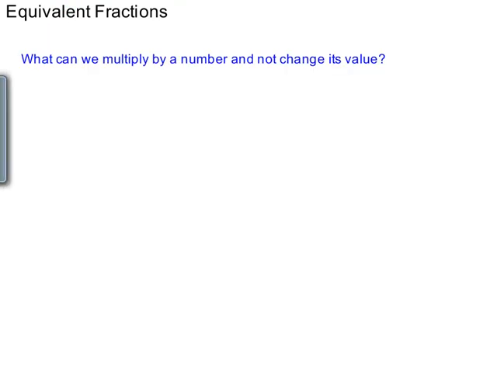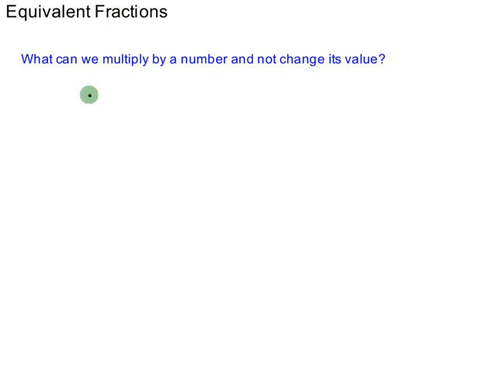Alright, so here we're going to talk about writing equivalent fractions, meaning two fractions that are equal to one another. You've got to remember that when you want two values to be equal, they are equal. They cannot be different from one another. So you have to ask yourself this question: what can we multiply by a number and not change its value? So we're looking for a number that we can multiply by and it wouldn't change the value of something.